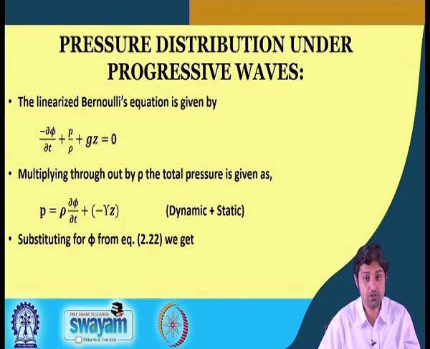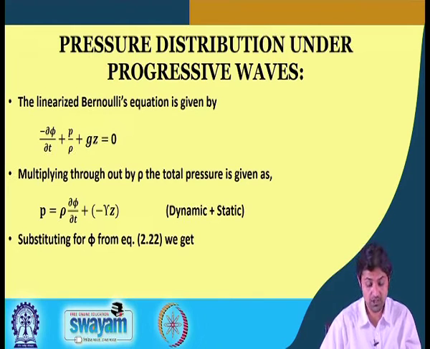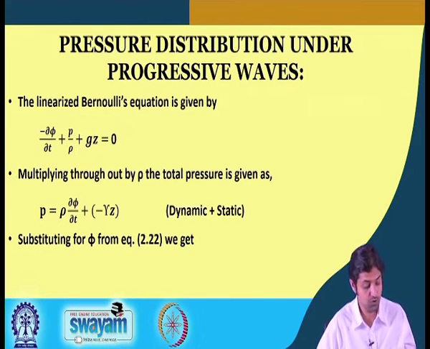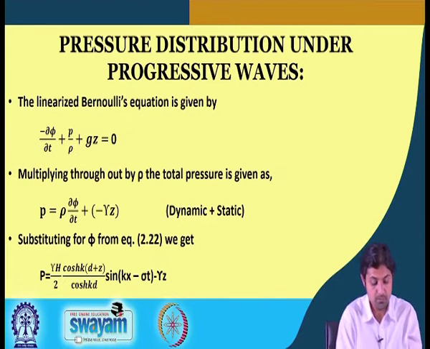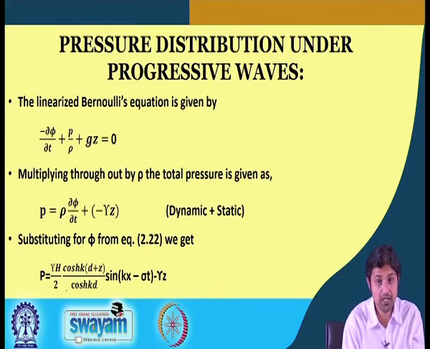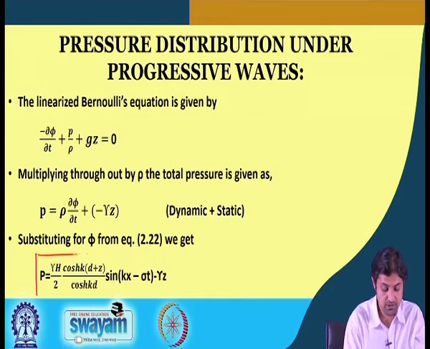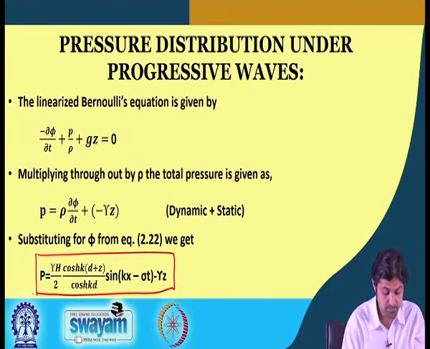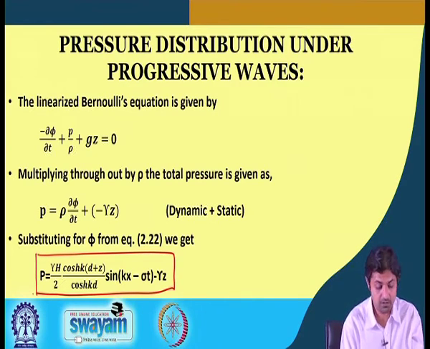Now, if we substitute for phi, the velocity potential, in this equation, what do we get? Del phi del t will be written as gamma h by 2 cosh k into d plus z divided by cosh k d, into sin k x minus sigma t, minus gamma z. So, this is the pressure equation.